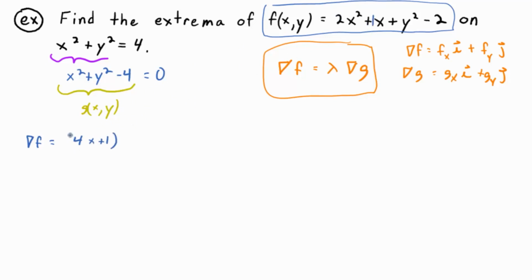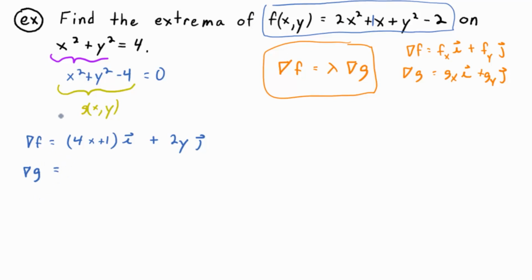So let's write it out as a vector. I like to use ij form. You don't have to. You could use component form. So del f equals 4x plus 1 i so far. And then plus, the j component is the partial with respect to y. What is that going to be? Just 2y and then times j. Everybody with me? Okay, del g. Let's find del g and then we'll multiply by lambda.